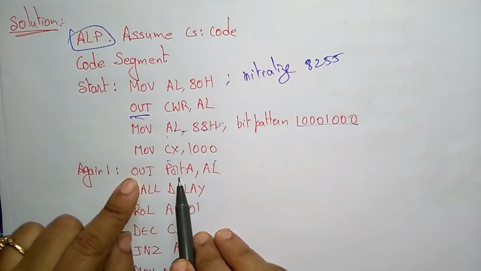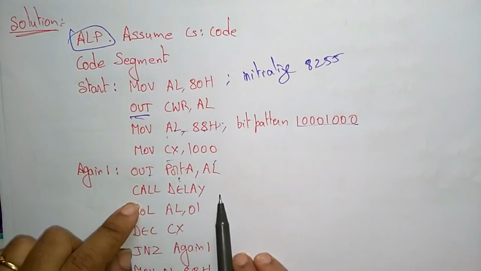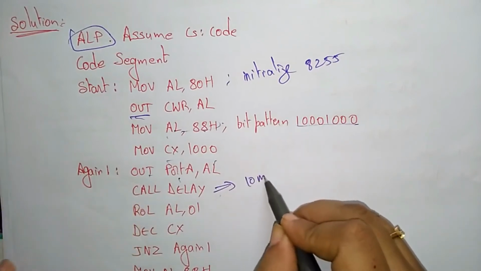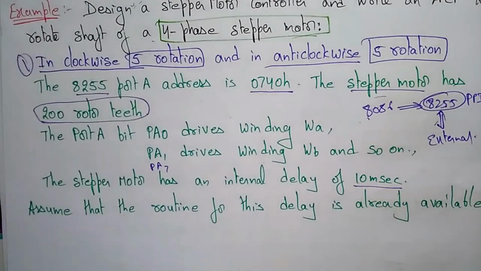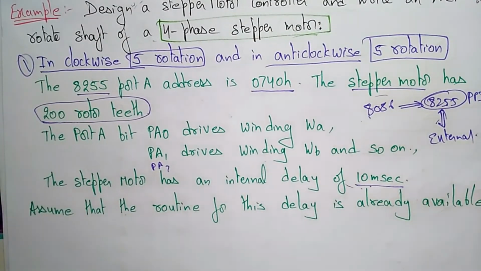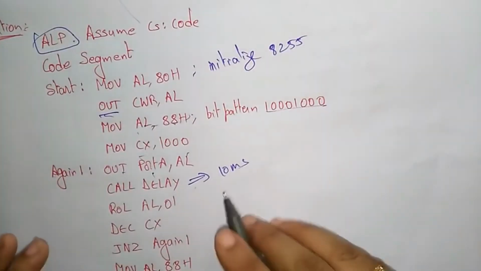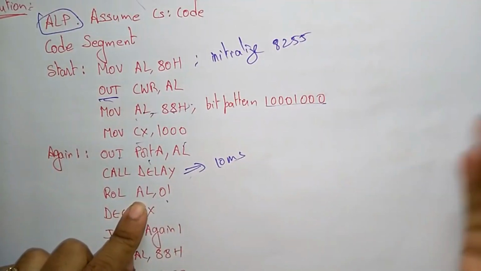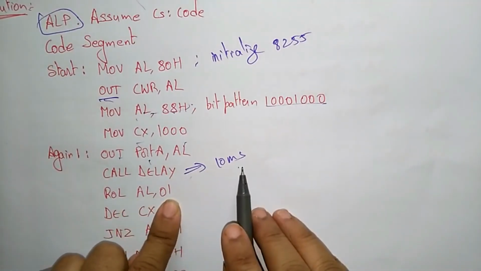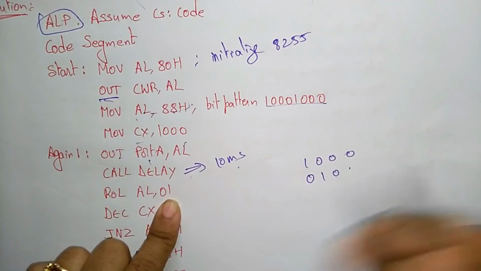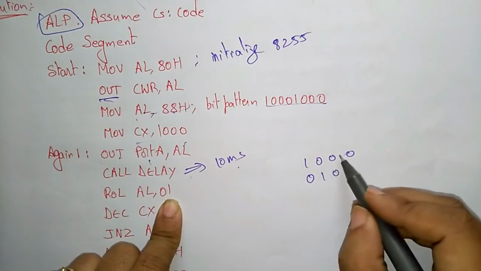Now the data that AL contains, that 88, will be placed on port A. So now AL contains 88 and port A contains the data 88. Now call delay. Whenever it calls delay, internally it takes 10 milliseconds, which is the stepper motor's internal delay. Now it starts rotating. Rotate left. One bit is rotated. Suppose 1000 is there, it is moved left to 0100, moving the bits to the left side.